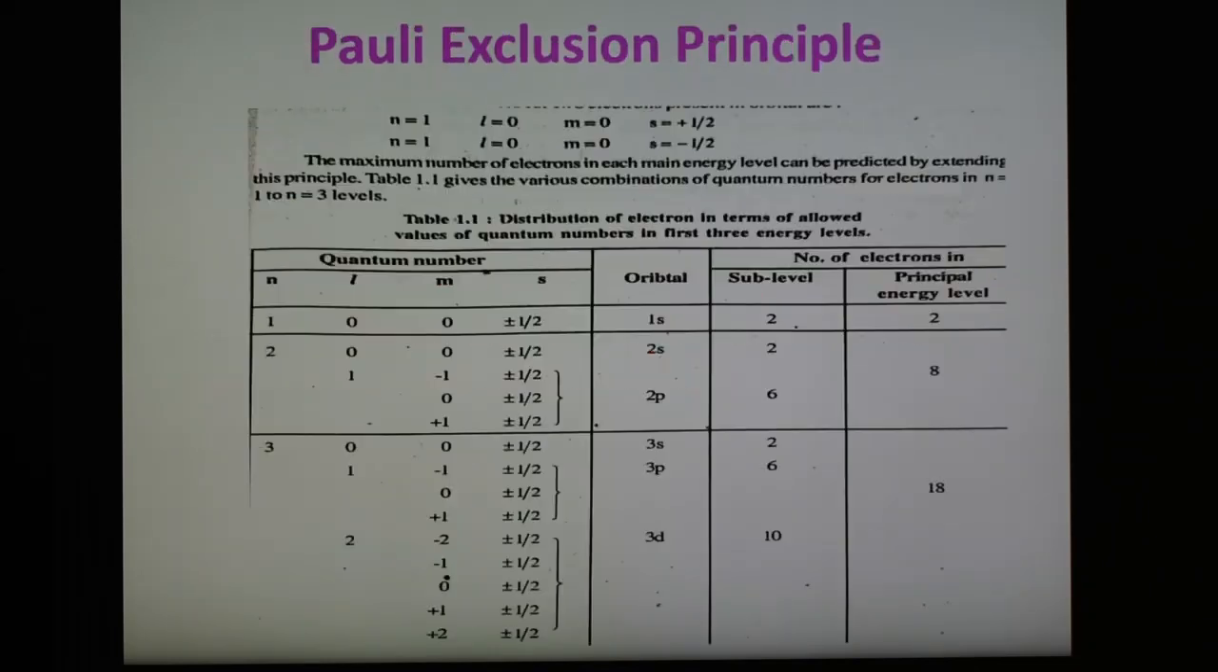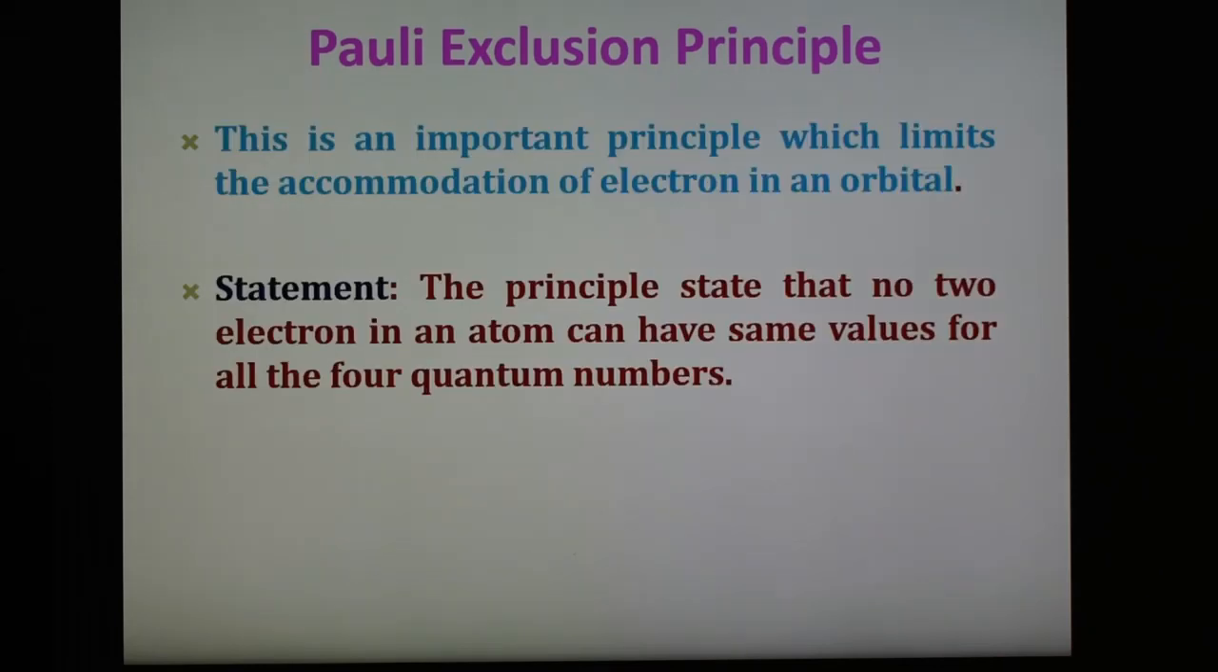The second rule is the Pauli exclusion principle, an important principle which limits the accommodation of electrons in an orbital. This principle was proposed by Pauli in 1925, and it states that no two electrons can have the same values for all four quantum numbers.